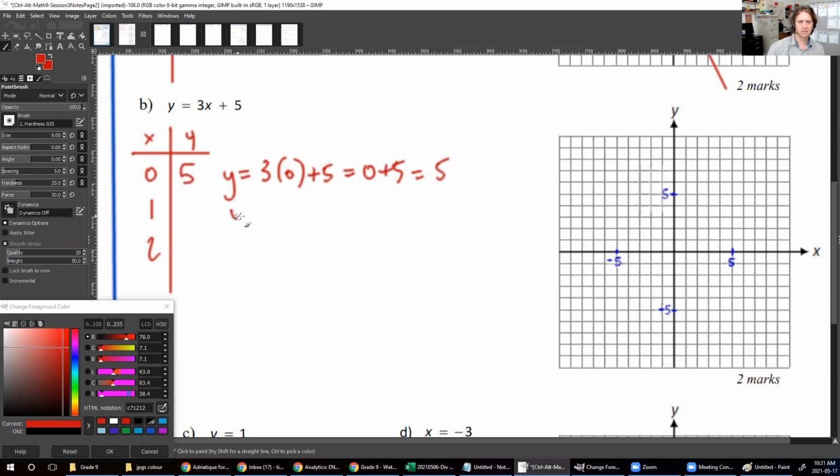What if x is 1? Well, then I'm just going to replace the x with 1. I hope that it's not my Wi-Fi that's being glitchy. Plus 5 equals 8.